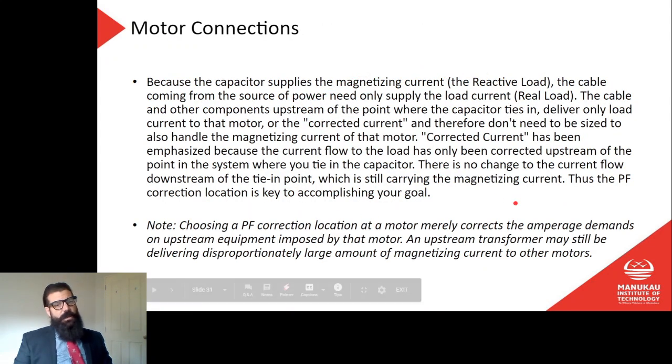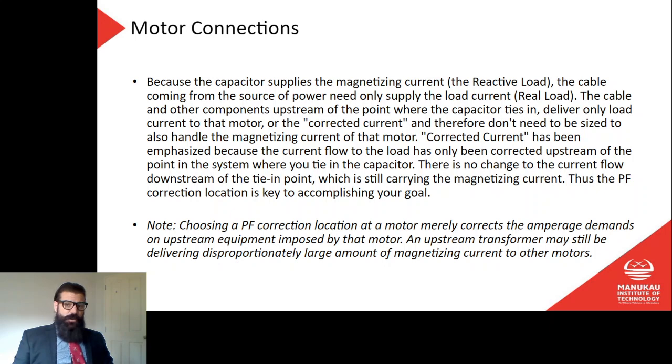Motor connections. Because the capacitor supplies the magnetizing current, the reactive load, the cable coming from the source of power only needs to supply the load current, the real load. Cable and other components upstream of the point where the capacitor ties in deliver only the load current to that motor, or the corrected current, and therefore don't need to be sized to handle the magnetizing current of that motor. So this is saying that if I put that capacitor in that circuit, now there's still that increased current, right? That bad power factor current after the capacitor, but coming into the capacitor it's fine. So inside that motor we're still going to have some of those high currents, but our supply cable to the motor doesn't have to be sized to take that into account.